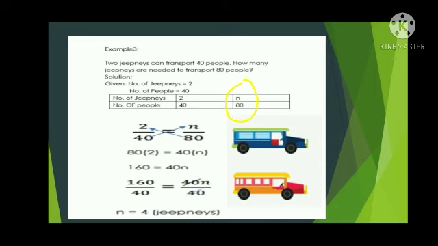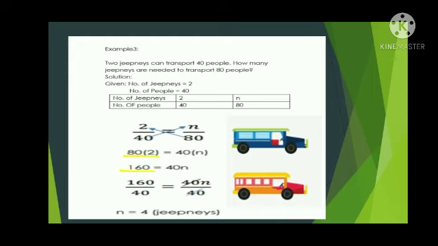Okay, so we have our table here, no? So in this table, we can now see that it is equivalent to this equation of proportionality. So we have 2 jeepneys over 40 people is equal to the number of jeepneys needed to transport 80 people, that is n over 80. Okay, so now we can apply cross multiplication. So what is 80 times 2? So 80 times 2 is 160.